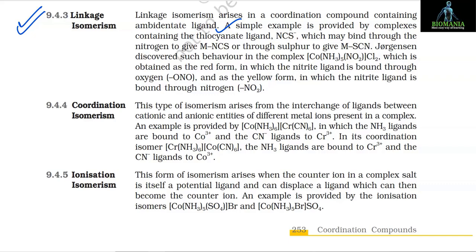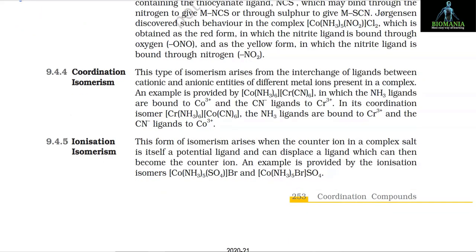Jorgensen discovered such behavior in the complex [Co(NH3)5(NO2)]Cl2, which is obtained as the red form, in which the nitrite ligand is bound through oxygen, that is ONO, and as the yellow form, in which the nitrite ligand is bound through nitrogen, that is NO2.